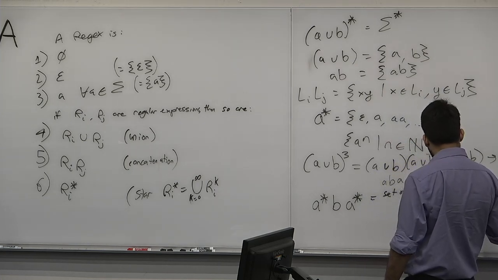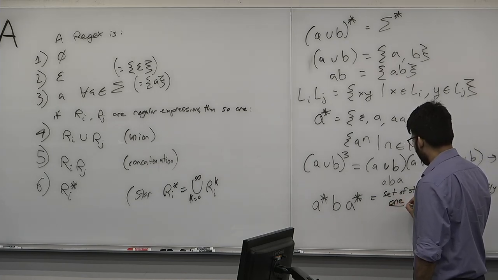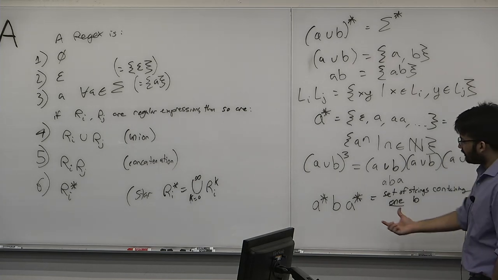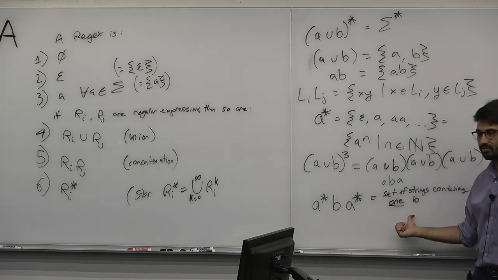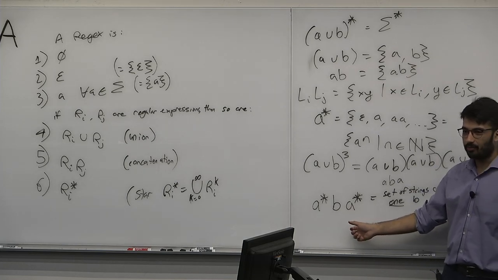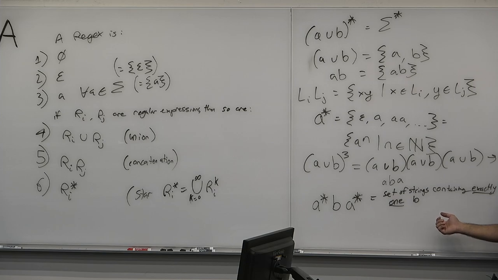Is yes. The regular expression A star B A star, or is it like the set of strings containing exactly one B? Ah, that's what this defines. So this is a regular expression, A star B A star. But I claim that A star B A star produces a language. And both of them are regular expressions. No, this is just a human definition of it.